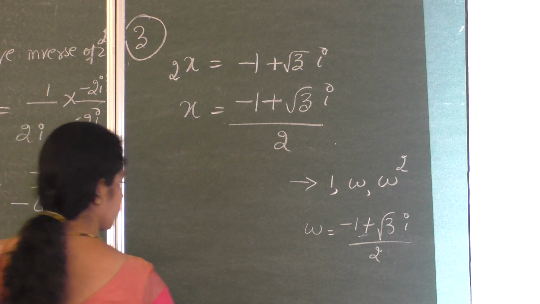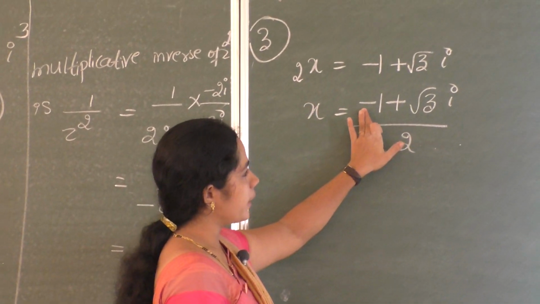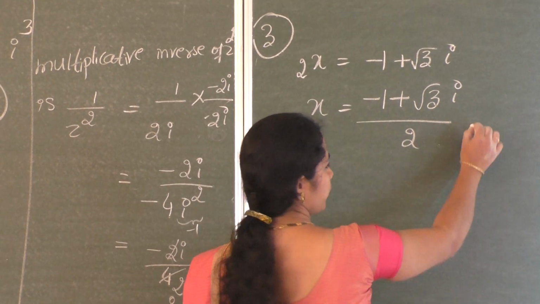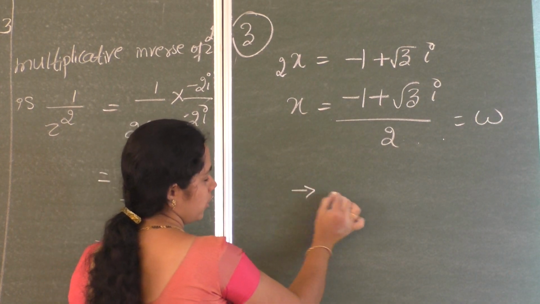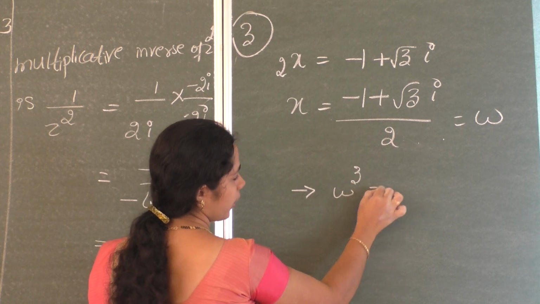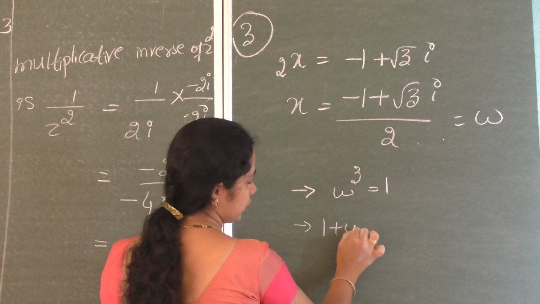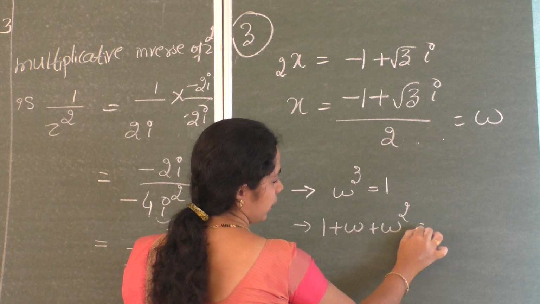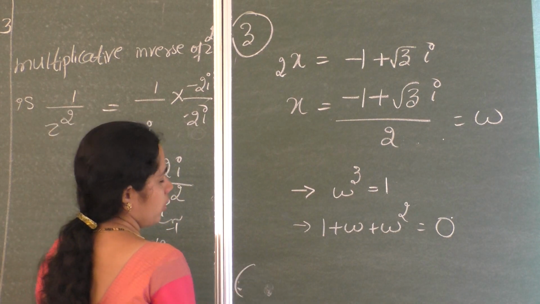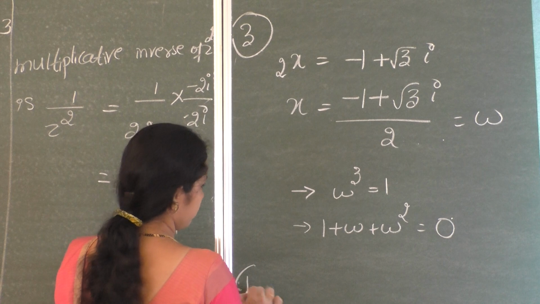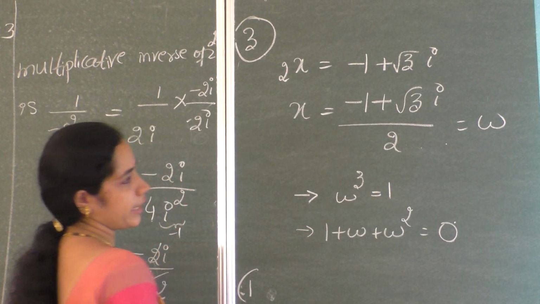Now x is equal to minus 1 plus root 3i by 2. This is the same as omega. We have a relation here for the cube root of unity. That means omega cube is always 1, and one more result, 1 plus omega plus omega square, the value is always 0. Now we need to find out, x is the same as omega here. So instead of x I can write omega here.